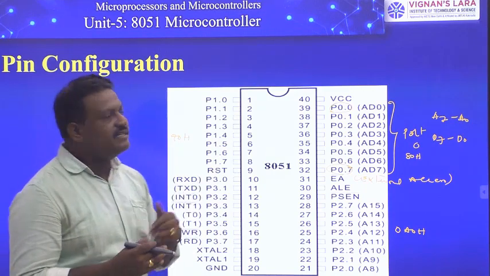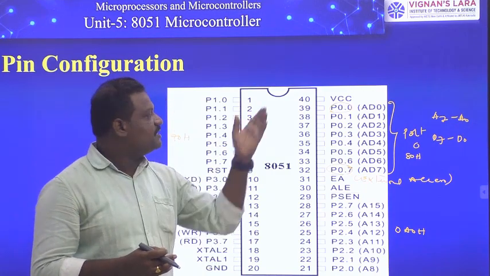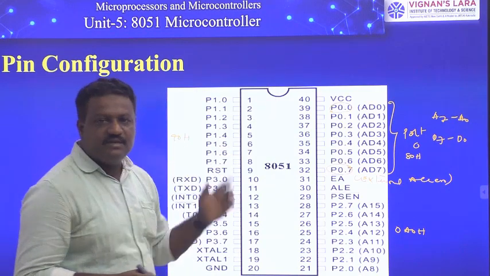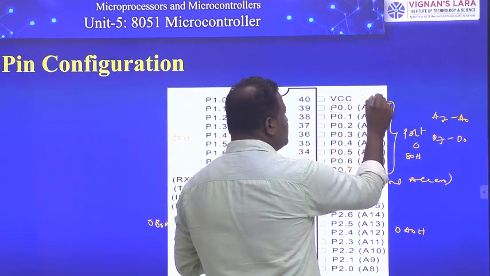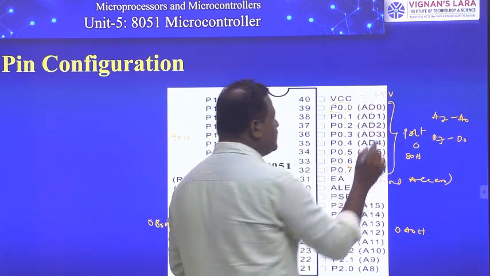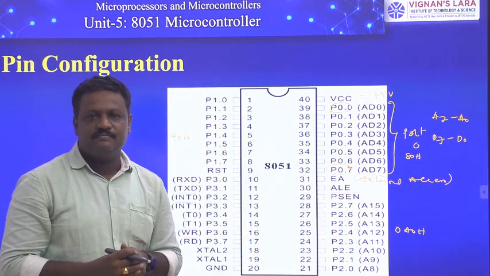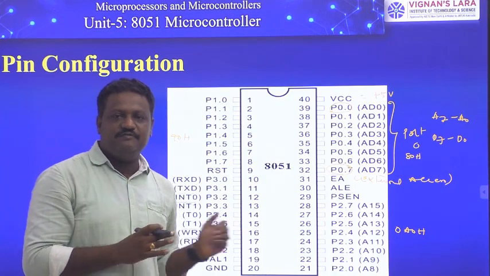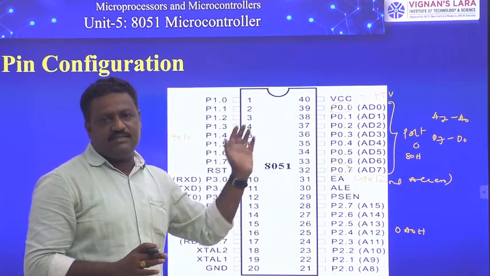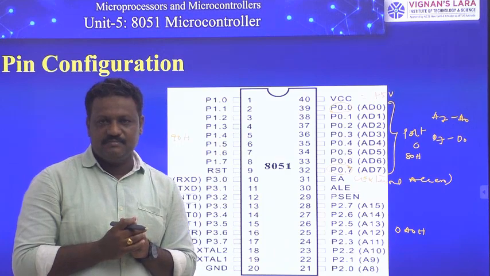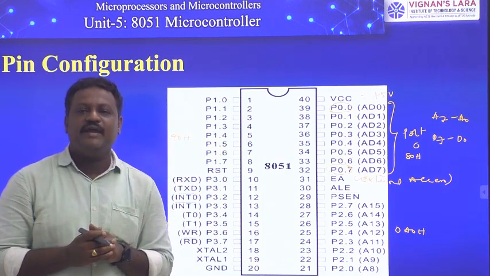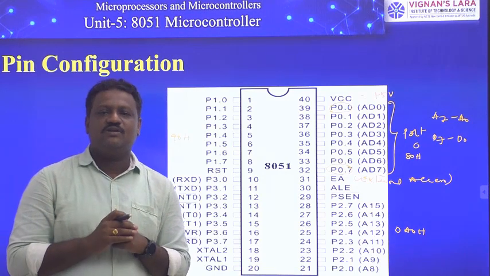And coming to the last signal, that is VCC. It is a power supply signal. To operate this 8051, we have to apply a single power supply, that is plus 5 volts. Once you apply plus 5 volts to the 40th pin of our 8051, only then does it start its operation. So these are the pins present in our 8051 microcontroller.